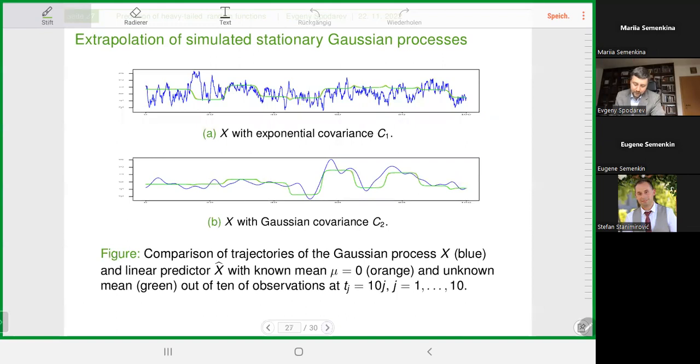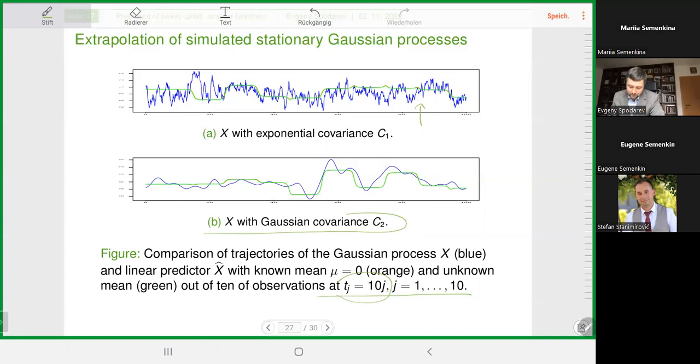And this is the result of the computation for just 10 observations. So 10 observations out of 100 is very, very few. And you see that for the Gaussian covariance, we have quite nice results. But for the exponential covariance, 10 observations is surely not sufficient.